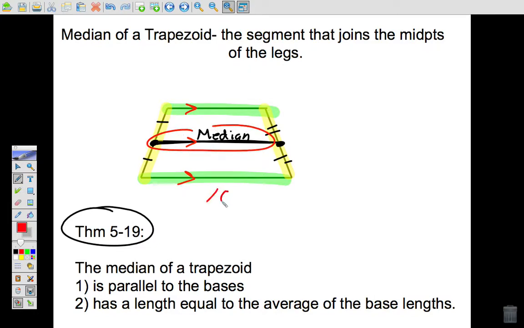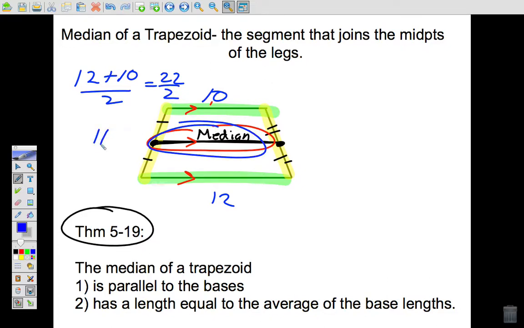So say this base is 10, say this base is 4. You average the two. So to find the length of the median, I take 10 plus 4, and I divide by 2, since there are two bases. So I have 14 divided by 2, and I get an answer of 7. The median is 7. Let's go over just one more example, and then we'll finish up. How about if the two bases had lengths of, I'll say 12 and 10? Well, we'd add 12 plus 10, and we divide by 2. So I'd have 22 divided by 2, or in other words, the length of the median is 11.